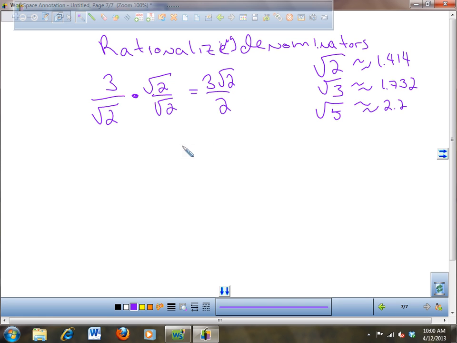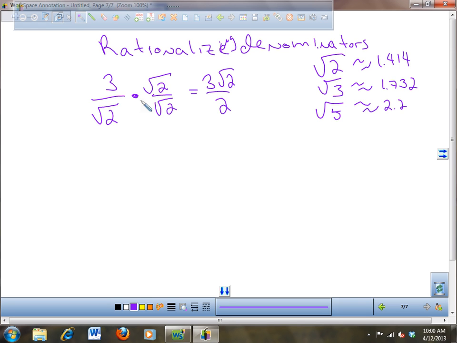So in my head, I know that 3 over 2 is 1.5. So if I take 1.5 of 1.414, I can get pretty close to knowing that this expression is about 2.1. I'm not going to make you estimate it, but I bet if you put this expression into your calculator, you would get very close to 2.1. So that's why we rationalize denominators. Rationalizing means getting rid of the square root in the bottom.